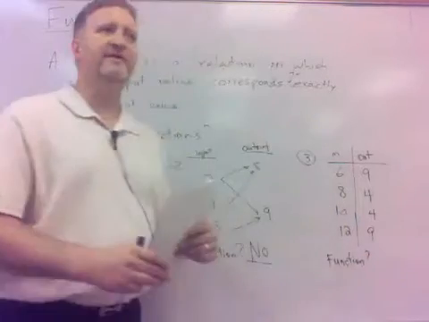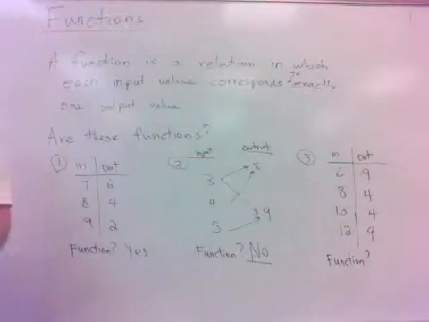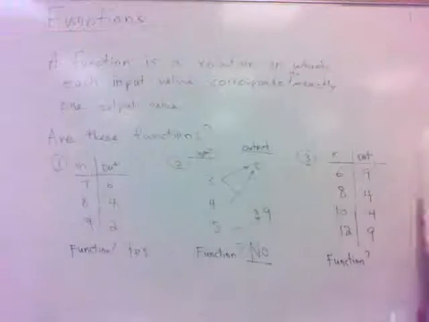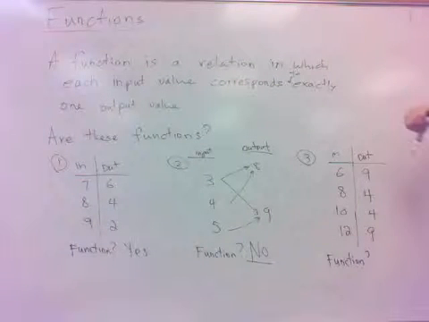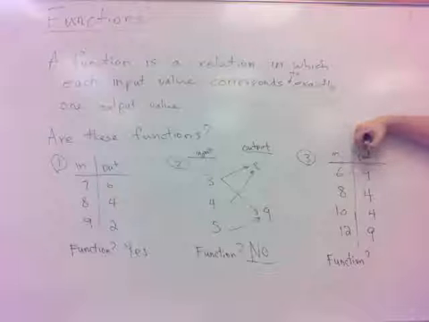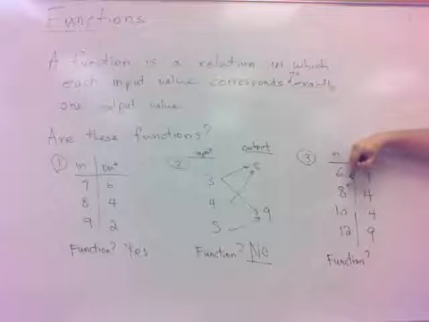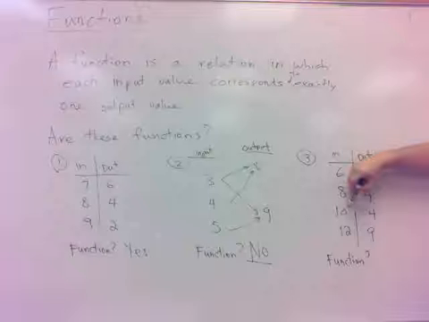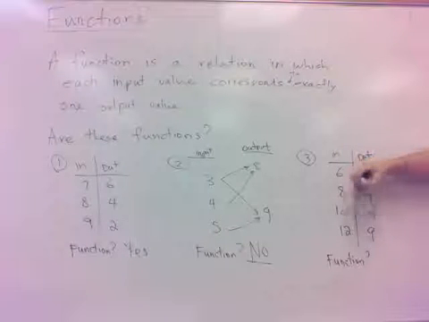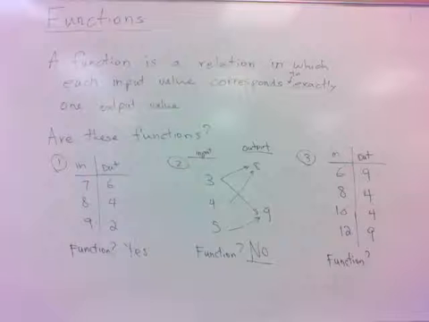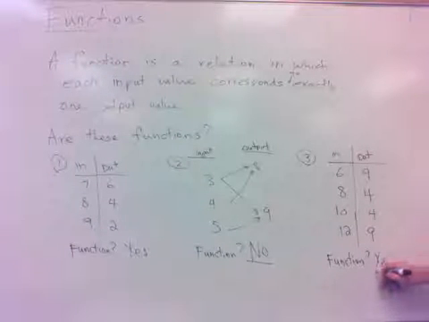Oh, we got some yeses and nos there. Yeah, this one's a little trickier, I guess, but think about the definition. Each input goes to one output. How many outputs does 6 go to? It goes to 1. How many outputs does 8 go to? It goes to 1. How many outputs does input 10 go to? It goes to 1. 12 goes to 1 output. Each input does go to 1 output, doesn't it? Yes, it does.